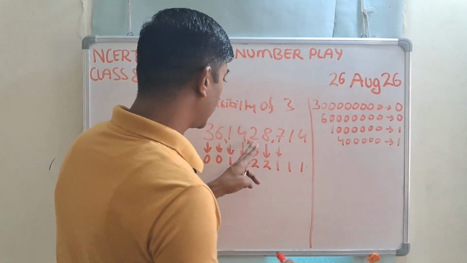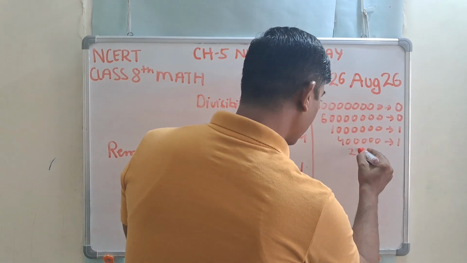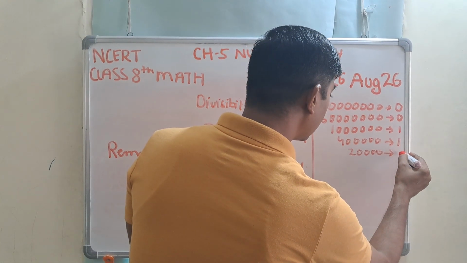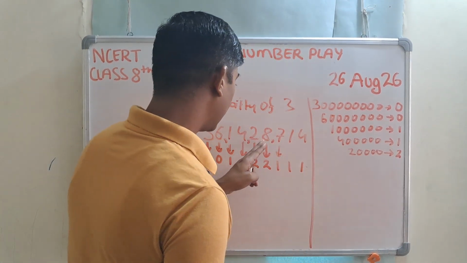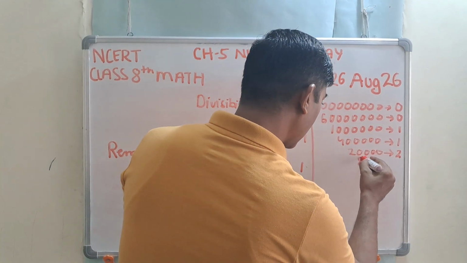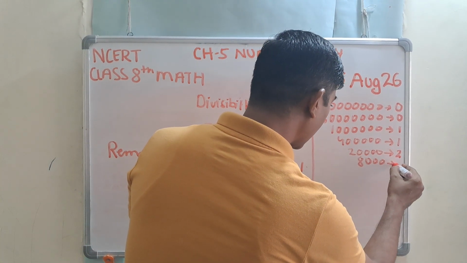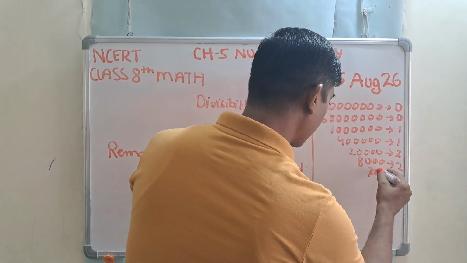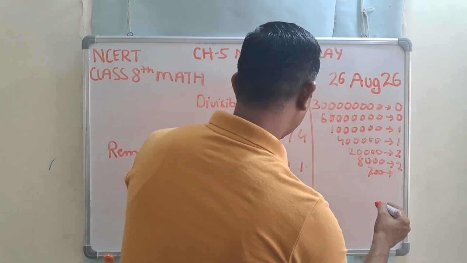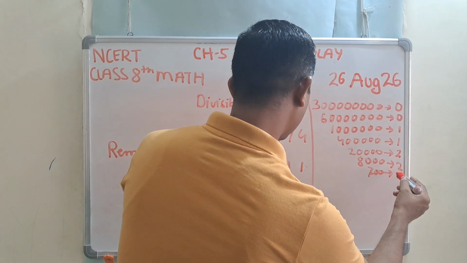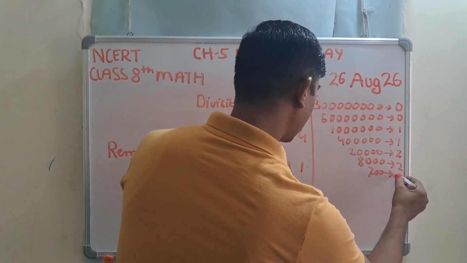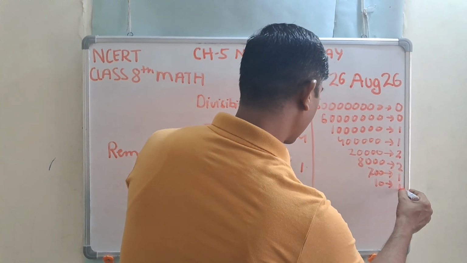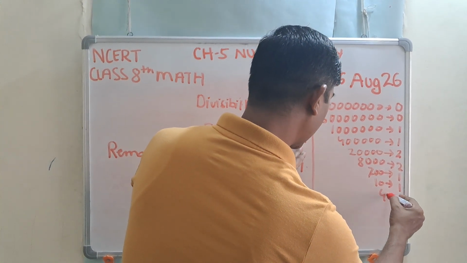Now again this is 220,000. What is your remainder? 2. Now this is 8,000. What is your remainder? 2. And now this is 700. What is your remainder? 1. And this is your 10. What is your remainder? 1. This is your 4. What is your remainder? 1.